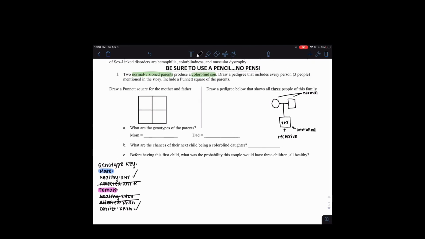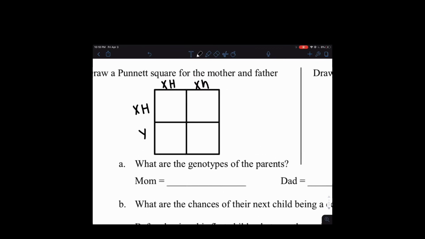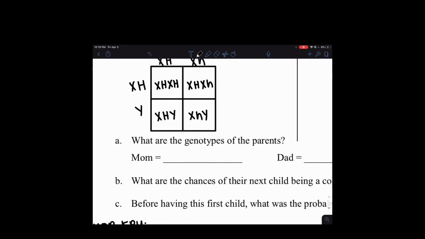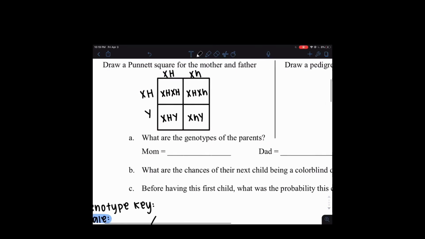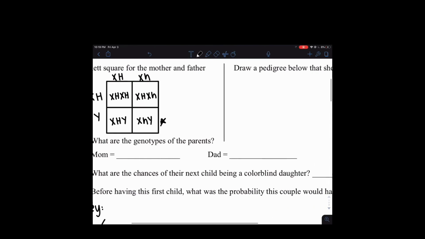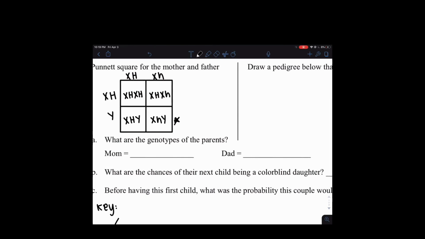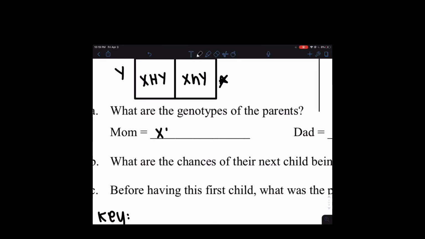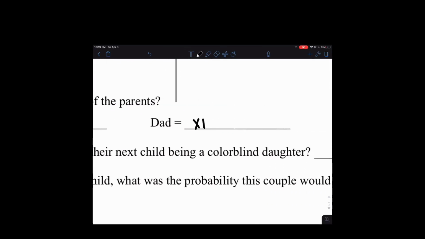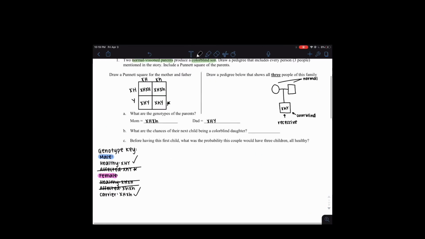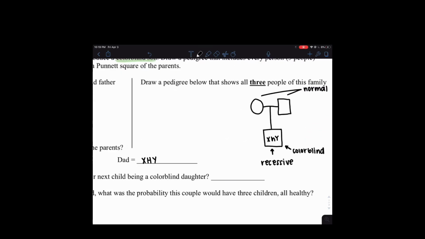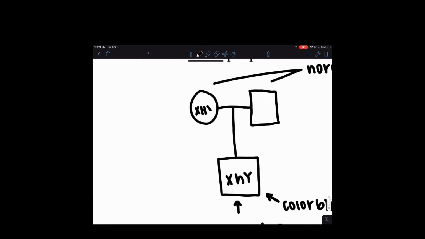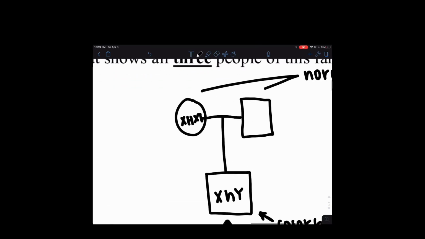So now we can go fill out our Punnett square. And on the top we have a carrier mother, and on the left we have a healthy father. After filling it in, we know that we have a healthy female, a carrier female, a healthy male, and an affected male. So knowing this, we can tell that the genotypes are X capital H, X lowercase h for the carrier mother, and X capital H Y for the healthy father. So now we can just fill in our pedigree with that information to complete it.